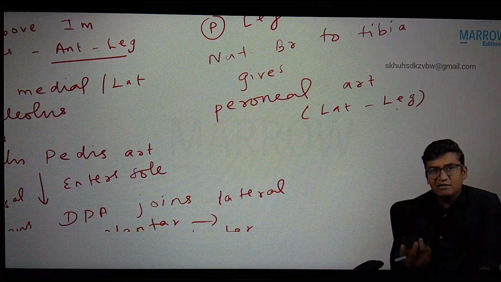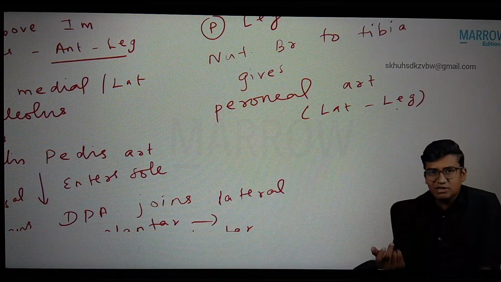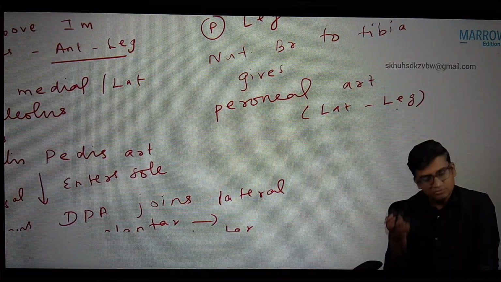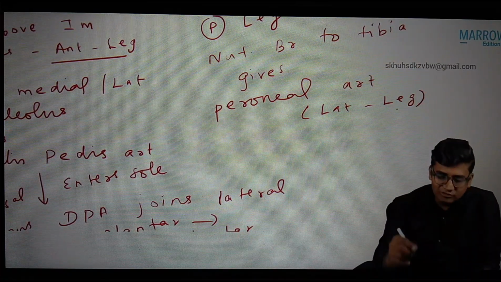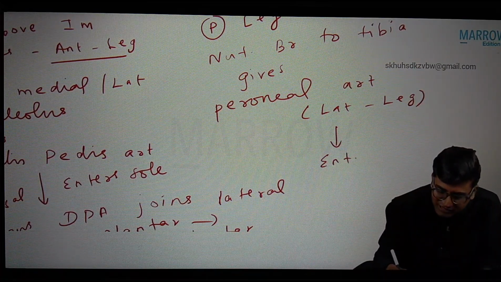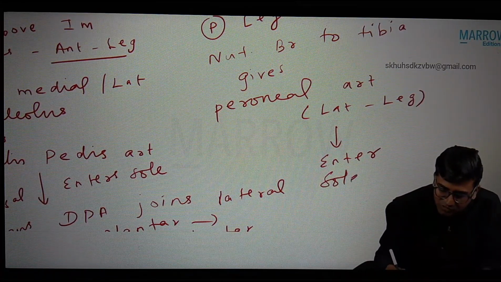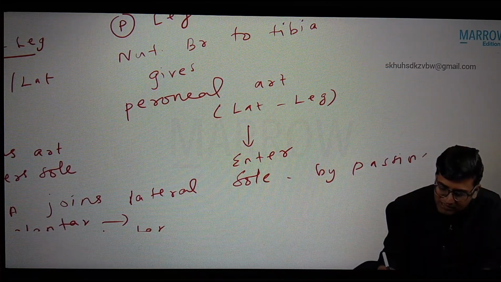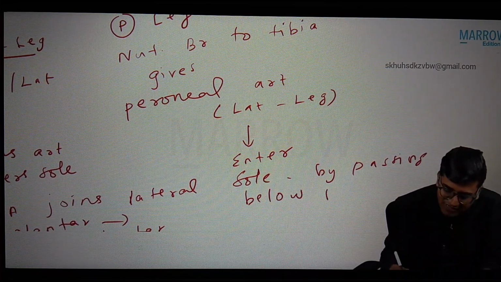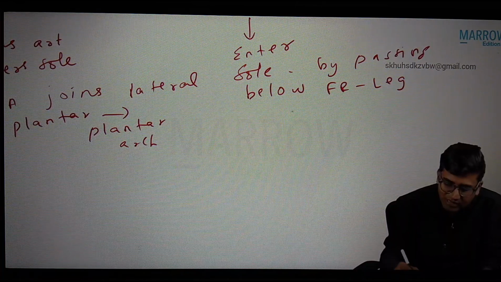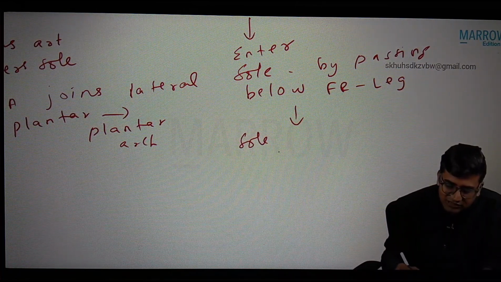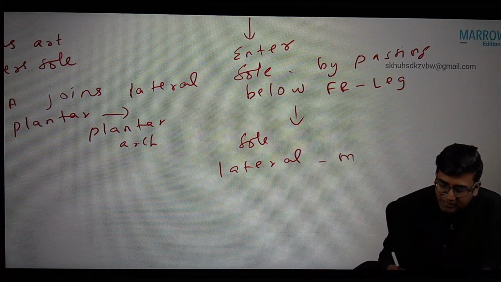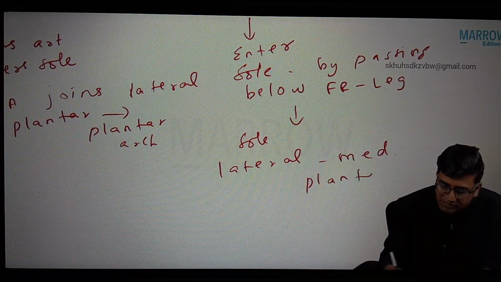Okay, so artery for anterior compartment of leg, anterior tibial artery. Posterior compartment of leg, posterior tibial artery. Lateral compartment of leg, peroneal artery. Peroneal artery is a branch of posterior tibial artery. Very good. Now the posterior tibial artery enters the sole. How, sir? I told you, by passing below the flexor retinaculum of the leg. And in the sole, it is divided into lateral plantar artery and medial plantar artery.